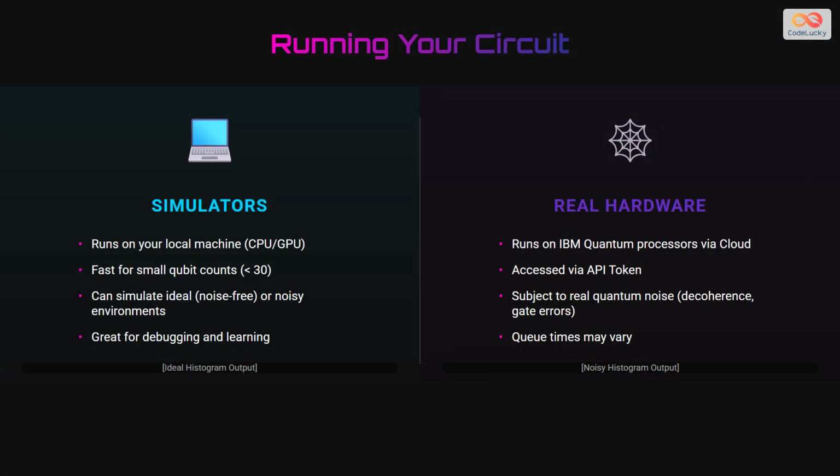Once your circuit is defined, you have two choices for execution. Simulators run on your local computer and are perfect for debugging and learning, as they can provide ideal, noise-free results. Alternatively, you can send your job to the IBM Quantum Cloud Platform to run on actual quantum hardware. This allows you to experience real quantum noise and decoherence effects.